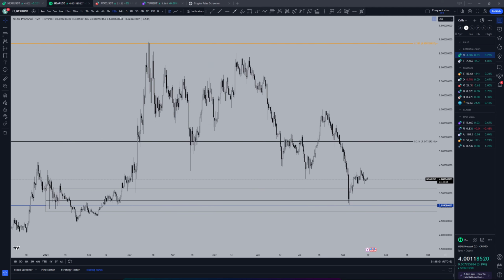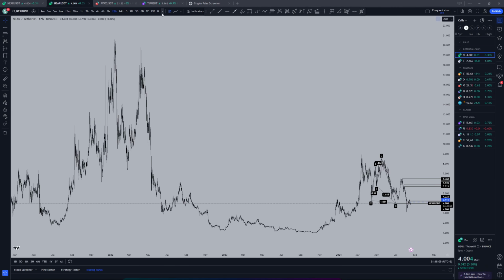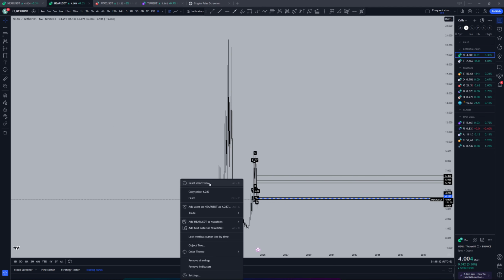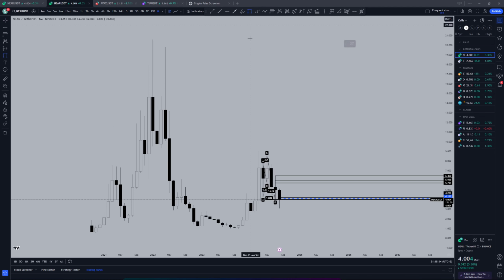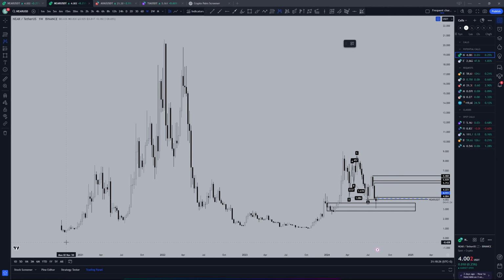I'm drawing all of this on the wrong chart. That's fine. Just gonna very quickly do it again. The monthly order block right over there. And what do we have? We had a bat right over there.